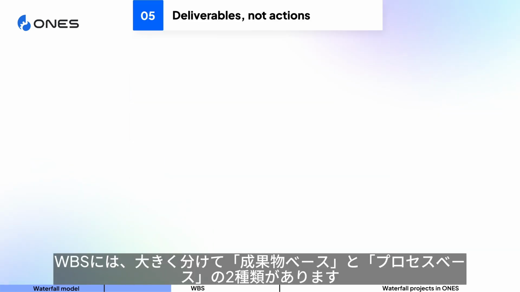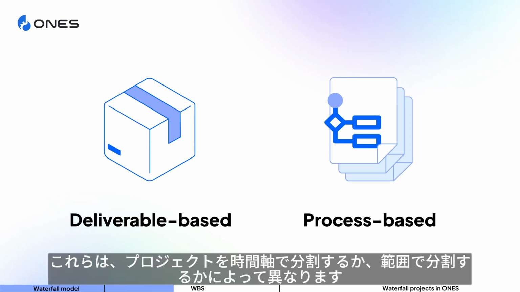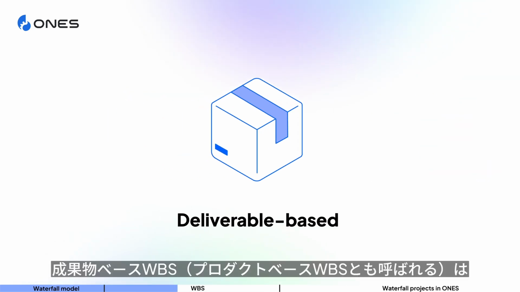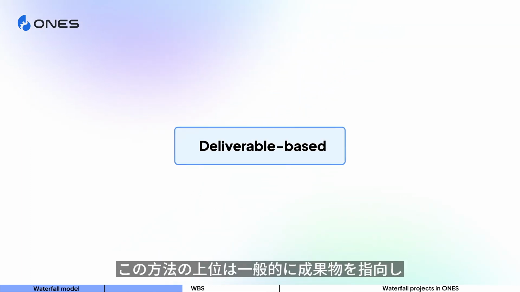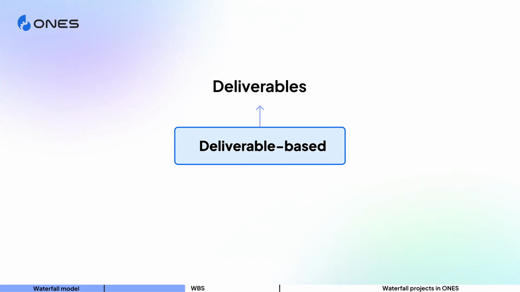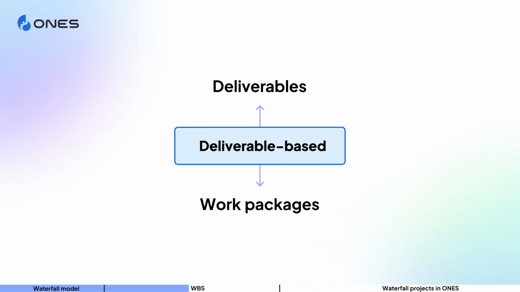There are 2 main types of WBS, deliverable-based and process-based. They depend on whether you want to divide up your project in terms of time or scope. A deliverable-based WBS breaks down the project scope into smaller and more manageable deliverables. The upper level of this method is generally oriented towards the deliverables, and the lower level is generally oriented towards the work packages of the deliverables.